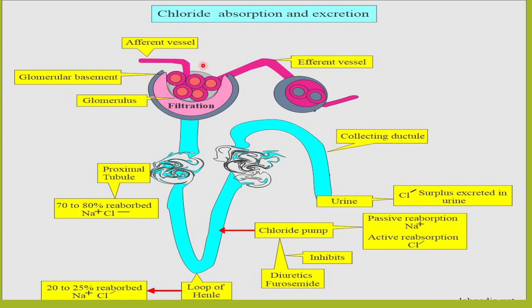So this is chloride absorption and excretion. The kidney plays an important role in doing that, and you will see that around 70 to 80% of sodium and chloride are reabsorbed by the proximal tubules, and in the loop of Henle around 20 to 25% of sodium and chloride are reabsorbed, and the excess of chloride is excreted in the urine.